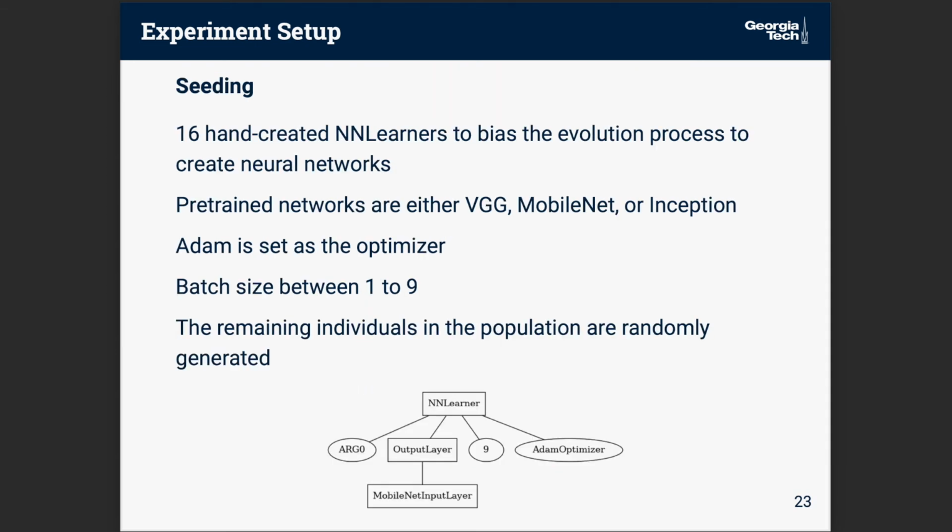We seeded 16 hand-created NN learners in order to bias the evolution process to creating neural networks. Each one follows the same general algorithm of being a pre-trained network followed by an output layer. The pre-trained networks are either VGG, MobileNet, or Inception, and Adam is set to be the optimizer. The batch sizes varied between these 16 networks to be some number between 1 and 9. The remaining individuals in the population are all randomly generated.